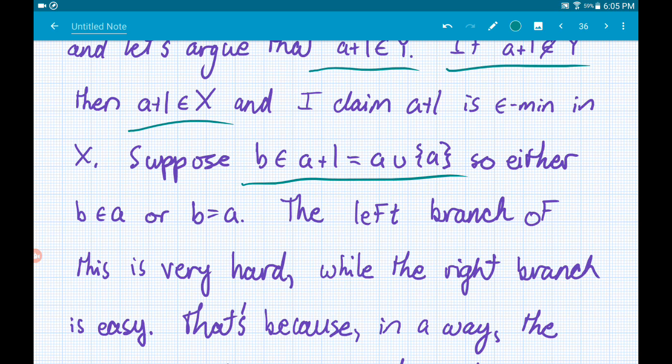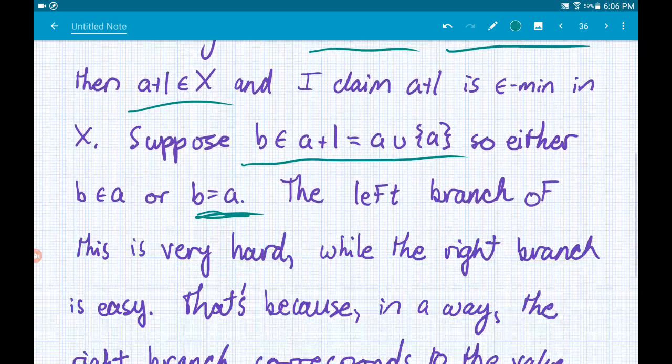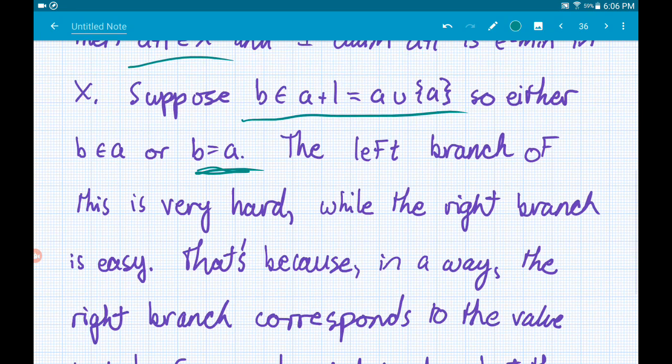Now, the left branch of this is very hard. I would like to show that b cannot be in x, but how am I going to get that? I would need some reason for thinking that a is a subset of the complement of x or something like that. And it doesn't seem readily available. Whereas the right-hand branch is quite trivial, since we know that b is equal to a on the right-hand branch here, and we know that a is in y, and therefore a is not in x.